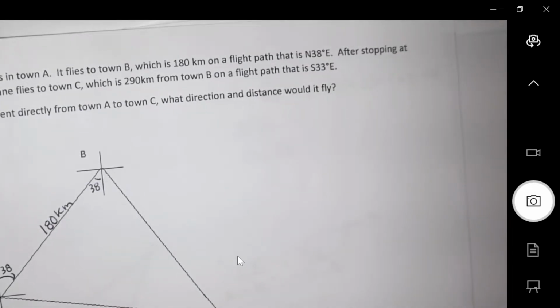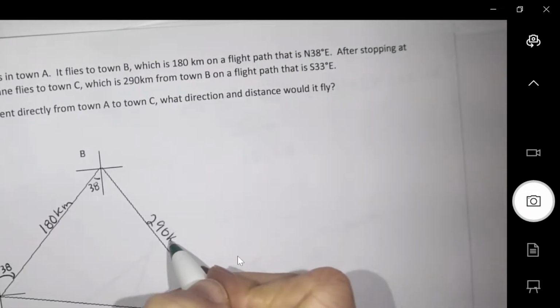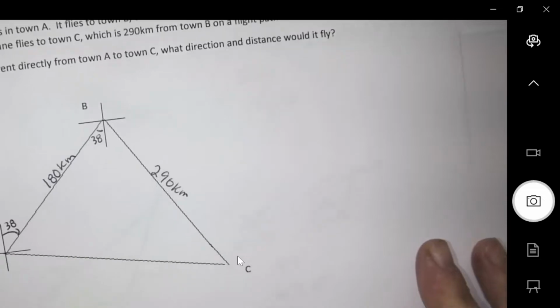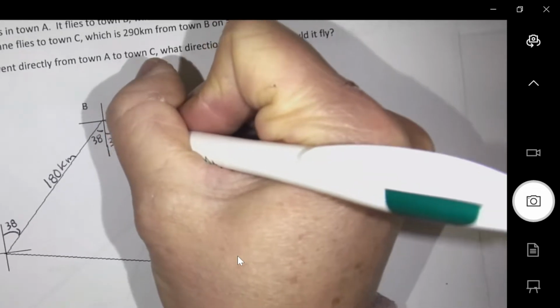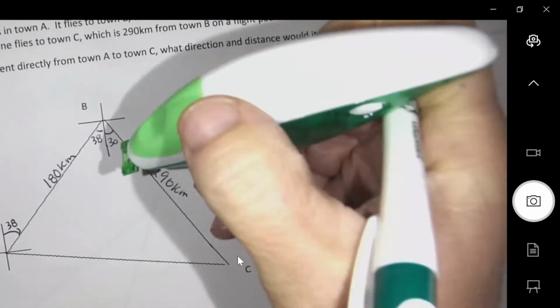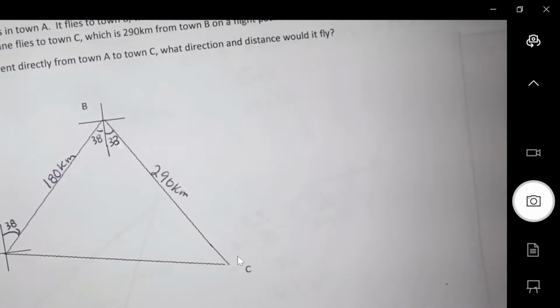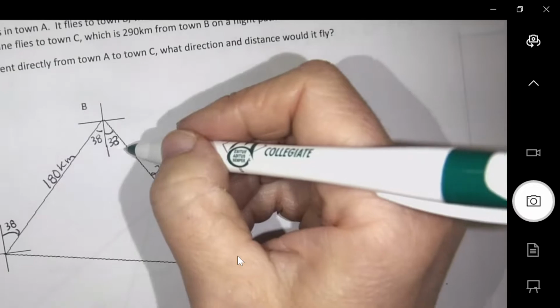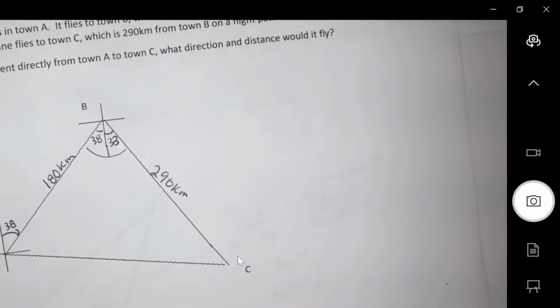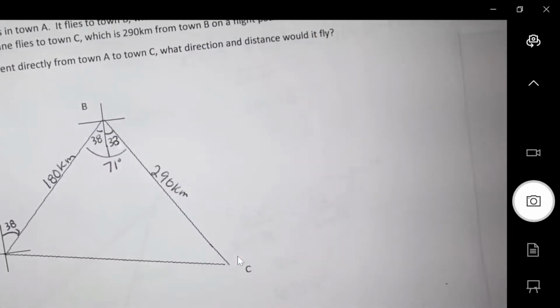So we stop at B, and now we're going to go from B to C, which is 290 kilometers. South, 33 degrees east. South, 33 east. Okay, I think I can get that whole angle now, right? I can put those together. So 71 degrees.